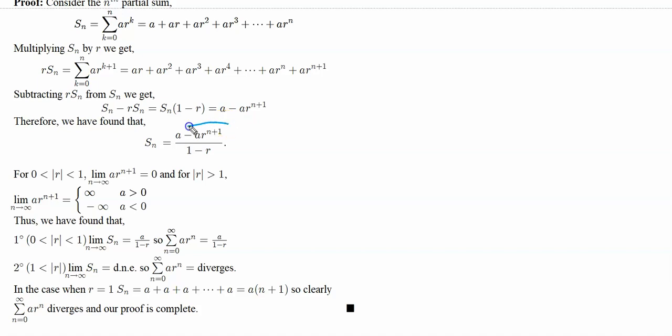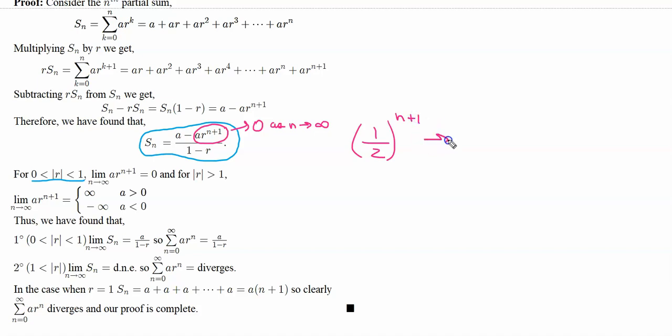So we have this. Let's keep that in mind right here. Now notice this. If r is between 0 and 1 in absolute value, then this term right here is going to approach 0 as n goes to infinity. For example, suppose r is 1/2, say. Certainly 1/2 to the n plus first power goes to 0 as n goes to infinity, right?